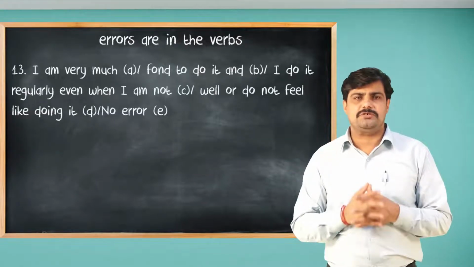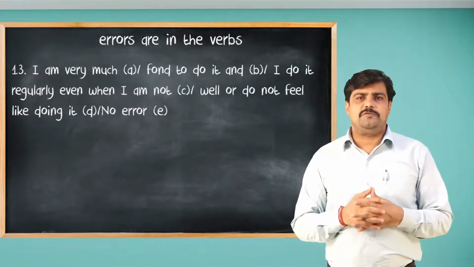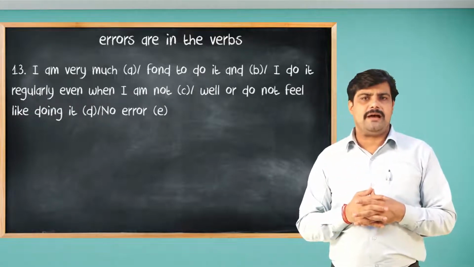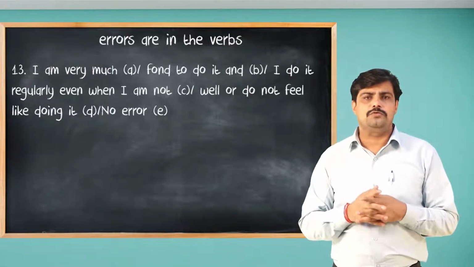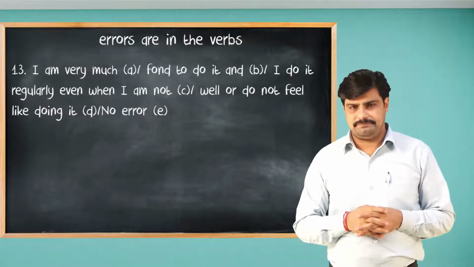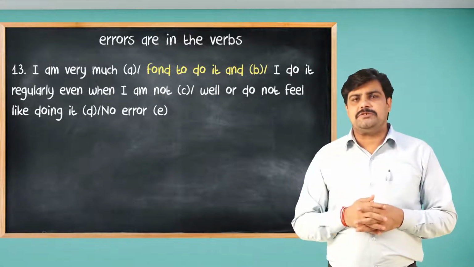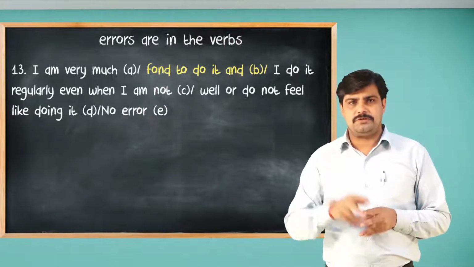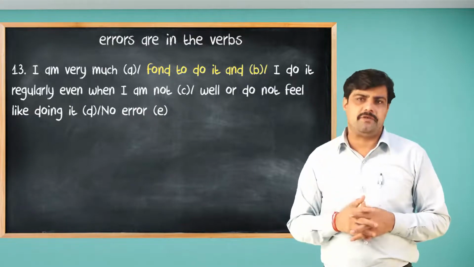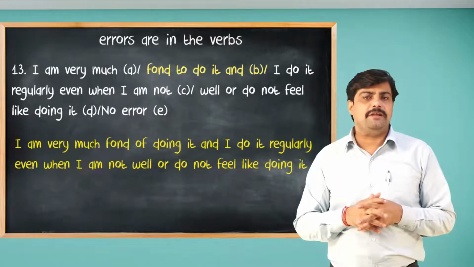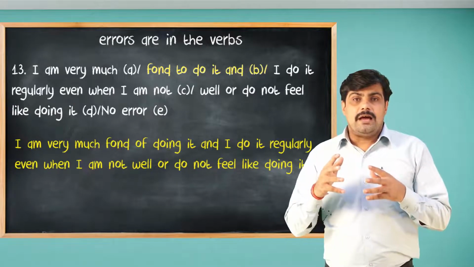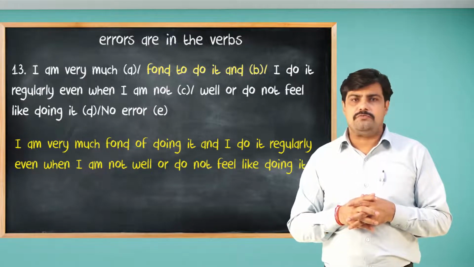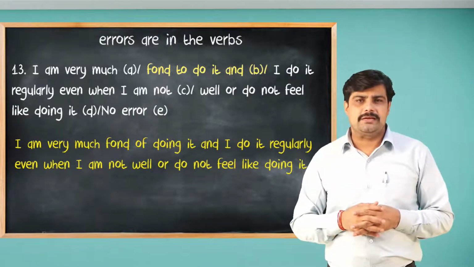Here is another sentence on the screen. I'm very much fond to do it, and I do it regularly even when I am not well or do not feel like doing it. Part B in this sentence is wrong. Fond to do. Replace fond to do by fond of doing, because the verb fond of requires the ing form after it. Now say the sentence, I am very much fond of doing it and I do it regularly even when I am not well or I do not feel like doing it.